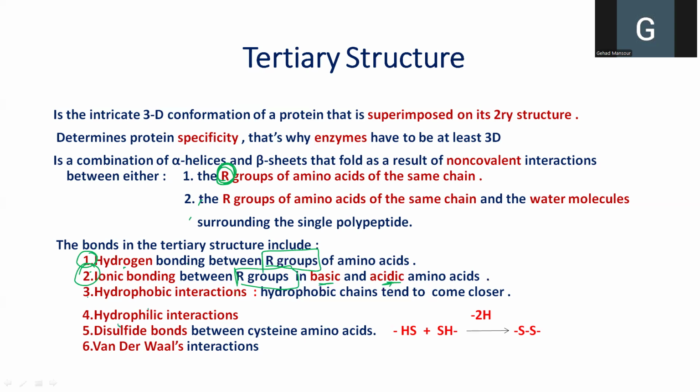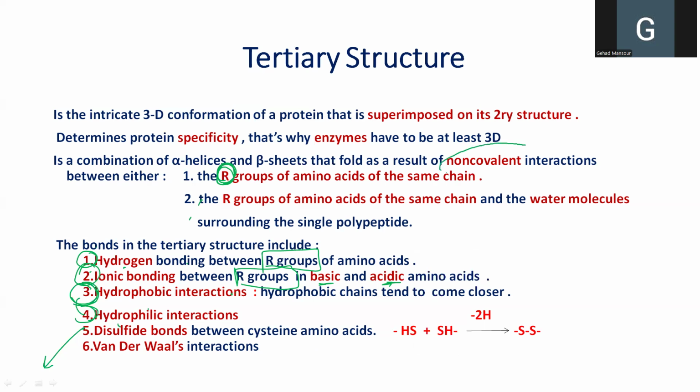The second type of bond that might result in further folding into a tertiary structure is hydrophobic interaction. Again, it's not a covalent bond. And then the hydrophilic interaction similarly. And then the only one that might be a covalent bond is this one, the disulfide bond. And we'll be explaining all this. And then we have the van der Waals interactions. Of course, the van der Waals interactions are not covalent interactions.